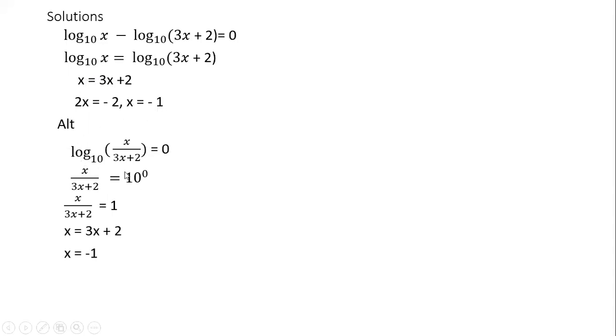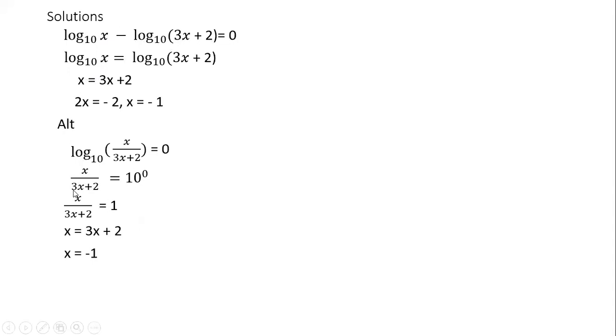In the same way, we can also apply the quotient law, since we have subtraction here, so we can divide the numbers. Applying the quotient law, this becomes log base 10 of x over 3x plus 2, equal to 0. Now by sending the base to the right hand side as usual, we have x over 3x plus 2 equal to 10 power 0. From indices, any number raised to the power 0 is 1, apart from 0, so 10 power 0 is 1.